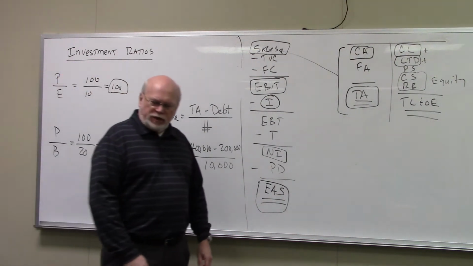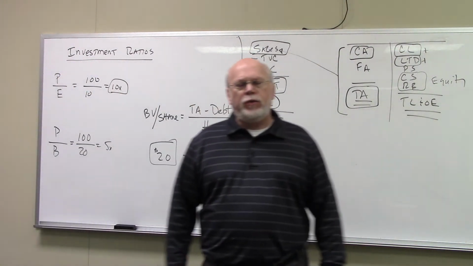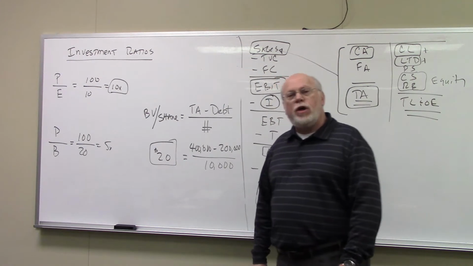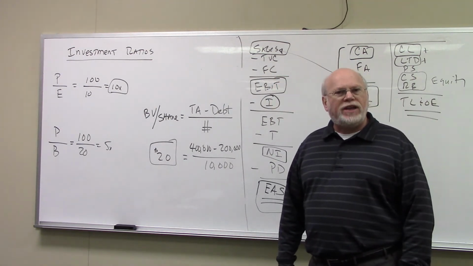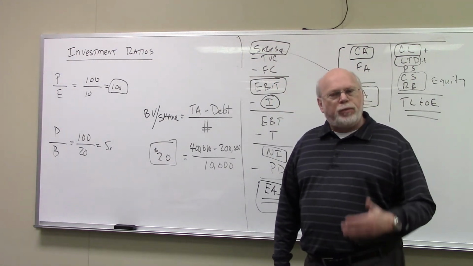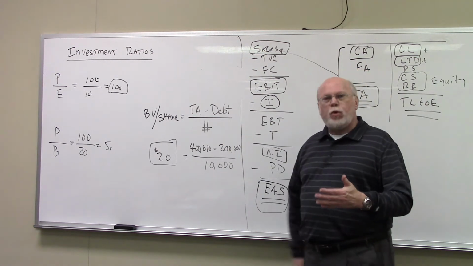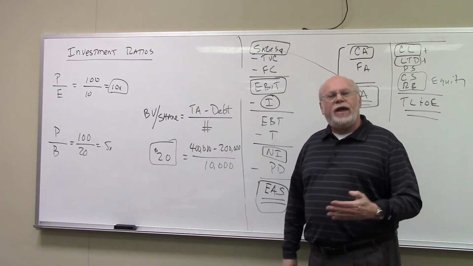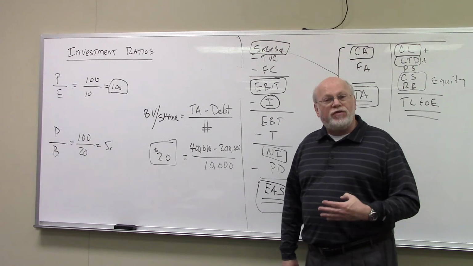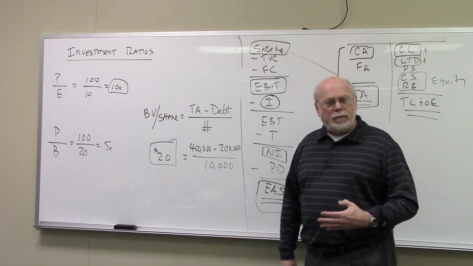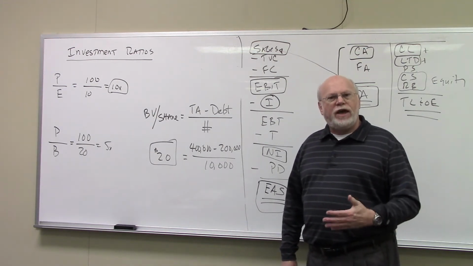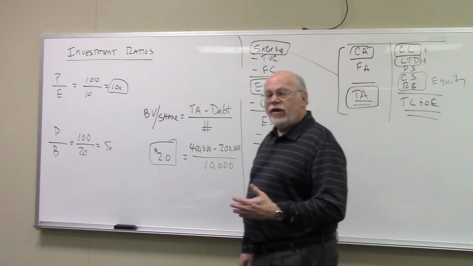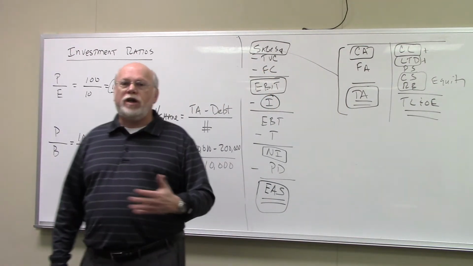Now, investment-based ratios. Again, we've talked about the PE ratio. We're now going to talk about something called the price-to-book ratio. And the price-to-book ratio is the price of the stock in the market divided by what's known as the book value per share. Now, to calculate book value per share, you'd first calculate the total book value of the company.